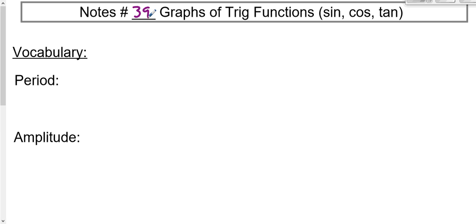As you can imagine, I'm going to try to keep the lessons really short and just stick to the absolute essentials. What we're going to look at today is the graph of three of the trig functions: the sine function, the cosine function, and the tangent function. So go ahead and get yourself ready for your notes. Hopefully you have your notebook. We're going to have a couple of vocabulary words, period and amplitude, but I'm going to come back and define those after we look at our first graph.